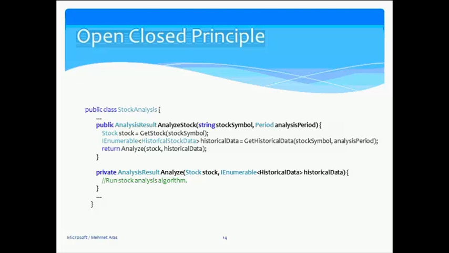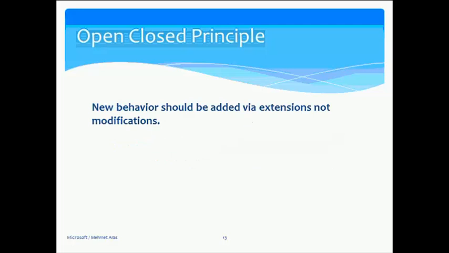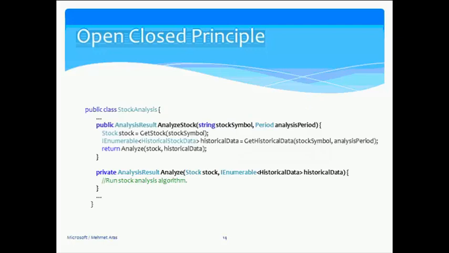But there are better ways of doing that. As you make changes to this algorithm, the chances of you introducing a bug or causing an undesired effect on the existing algorithm are actually high. You don't want to touch that. You want to leave that algorithm as it is. But you want to make your code flexible so that you can plug in new algorithms without changing the existing algorithms. This is what the open-close principle says. New behavior should be added via extensions, not modifications. I don't want to modify this Analyze method. I want to be able to extend it.